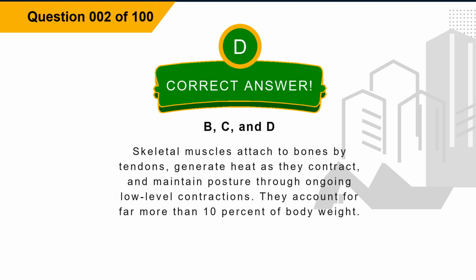Explanation. Skeletal muscles are attached to bones by tendons, generate heat as they contract, and maintain posture through ongoing low-level contractions. They account for far more than 10% of body weight.